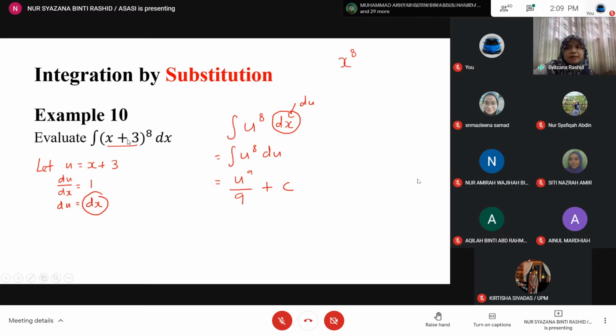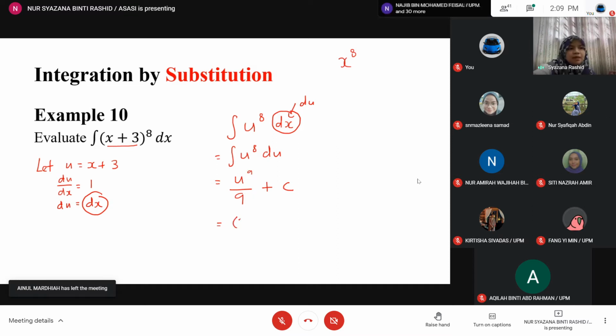The question uses variable x, so make sure your answer is also in variable x. In this case, we substitute back u. What was it originally? It was u equals x plus 3. So we change back u into x, and it becomes (x plus 3) power 9 over 9 plus c. Now this is your complete, final answer.